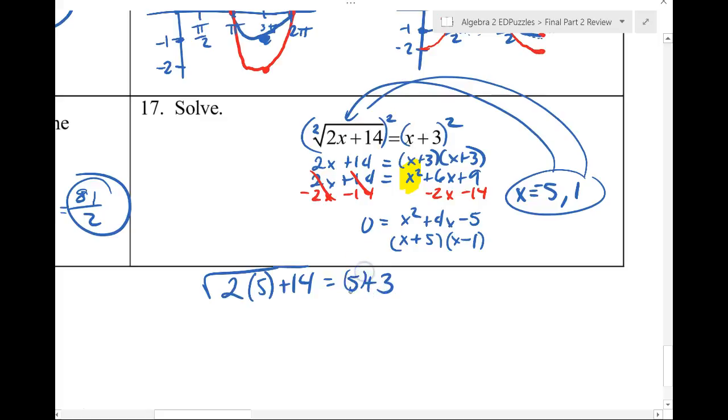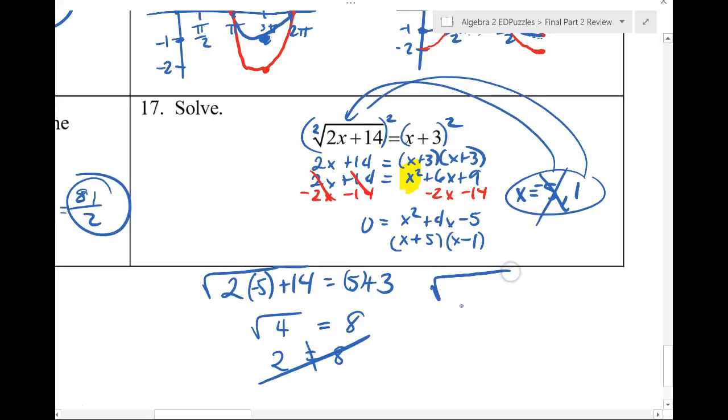Okay, so I plugged in the -5. Now 2 times -5 is -10 plus 14. Sorry, that should have been negative 10. Negative 10 plus 14 would be 4. And then the square root of 4 is 2, and that is supposed to equal -5 plus 3, which is -2. That doesn't work. So you know that one doesn't work. So that's why we have to check.